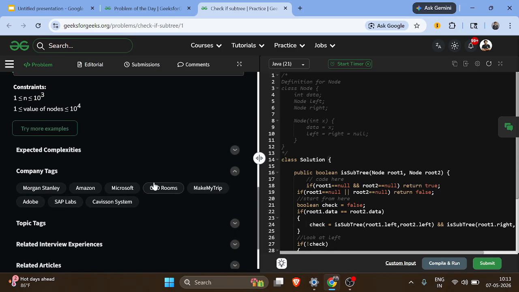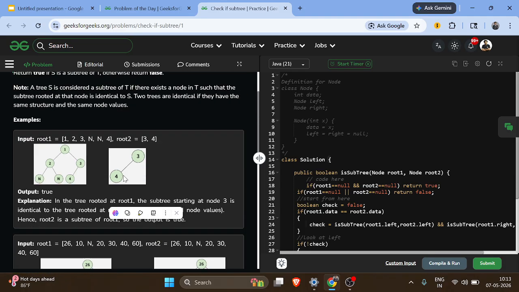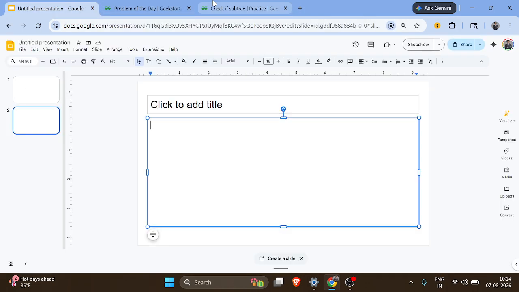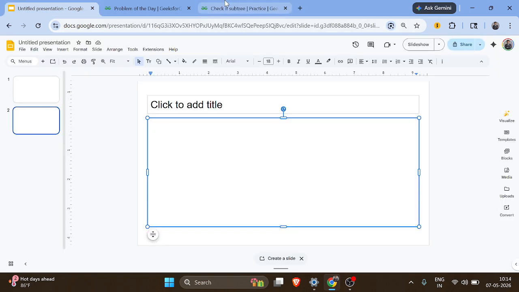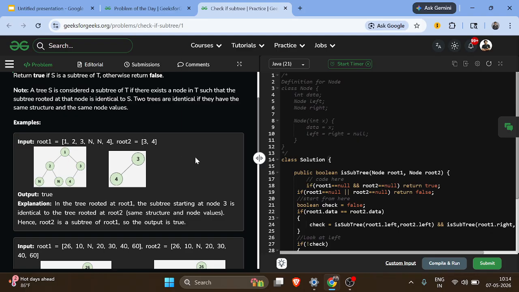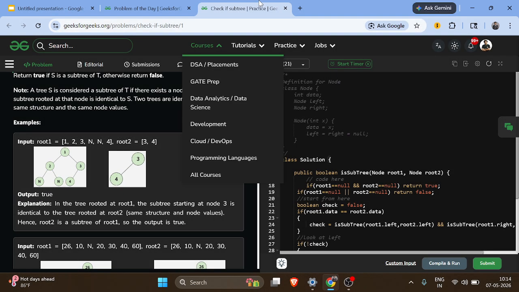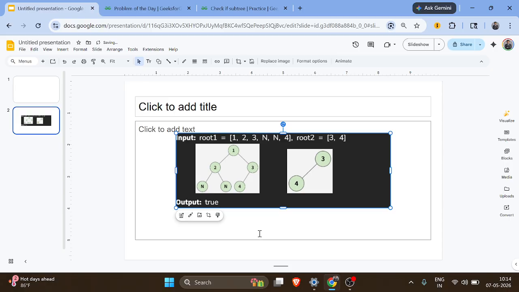As you can see, this is asked in different companies. This is a very important question also. So first, like previous sessions, I will first explain how to approach the solution, how to approach the question, and after that I will go to the implementation part. Okay, so first of all, let me copy the input and output into the Google slide so that I can explain in my way.